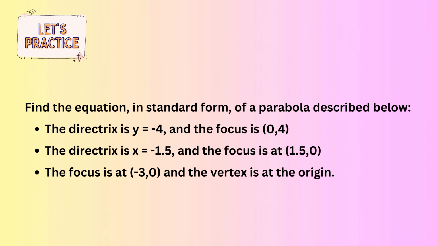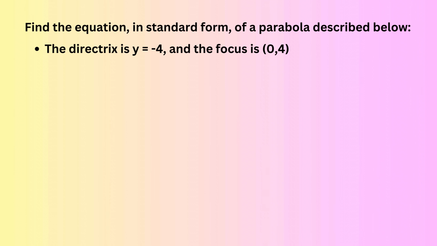Let's try to find the equation of a parabola, in standard form, given the following. The given is the directrix y equals -4, and the focus at (0, 4). First, we have to know whether the parabola is vertical or horizontal. As you have known, the equation of a vertical parabola is x squared equals 4cy, while the equation of a horizontal parabola is y squared equals 4cx.